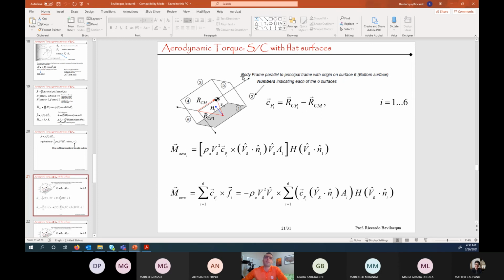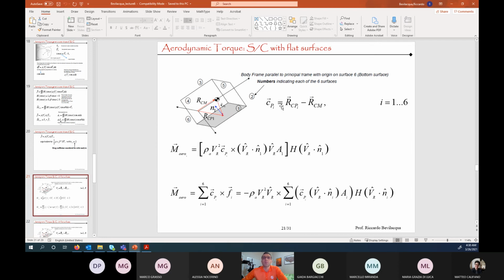Okay, and we're using, of course, the body frame that is parallel to the principal frame with origin on one of the surfaces. So that's why I have this difference vector here, just for convenience.